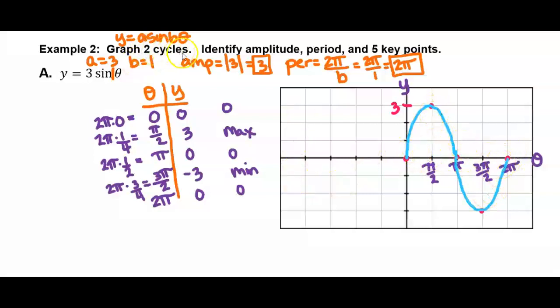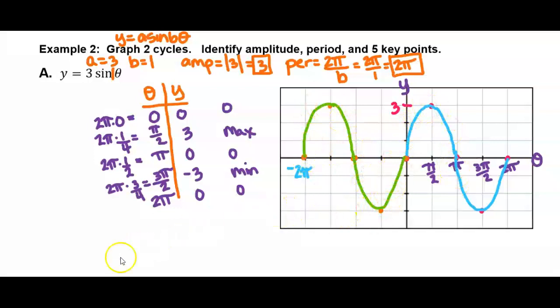They're asking us to graph 2 cycles of sine. So to make a second cycle, we're going to start at -2 pi. And we're going to repeat the same pattern again. So it goes 0, max, 0, minimum, 0. So it should be the same exact pattern. Make sure that your graphs look like waves and not spikes. So if they look like they're points, you should round them out. It should look like a soft wave.